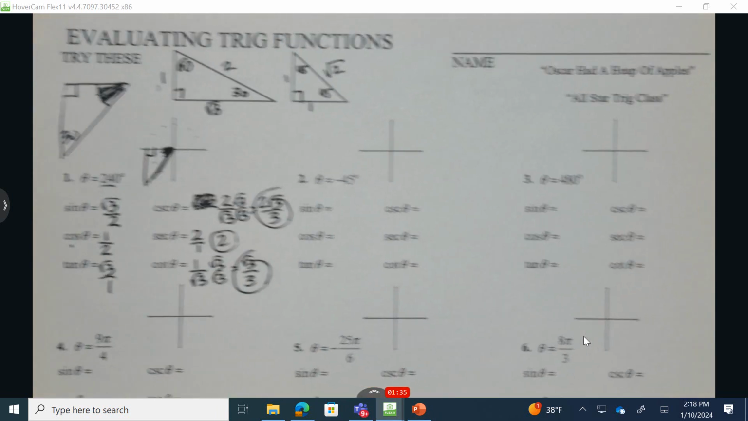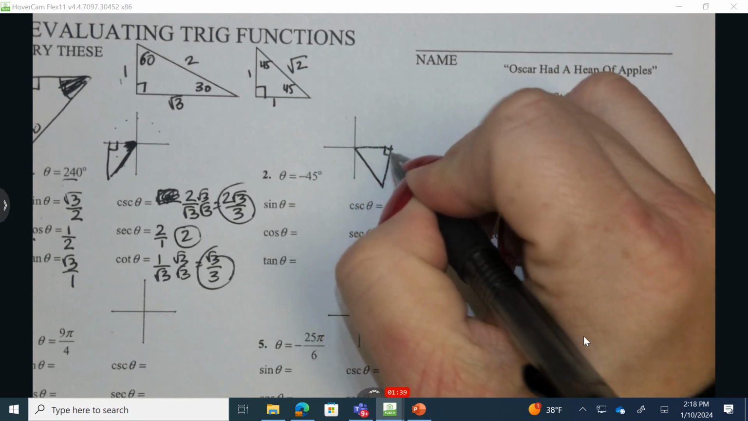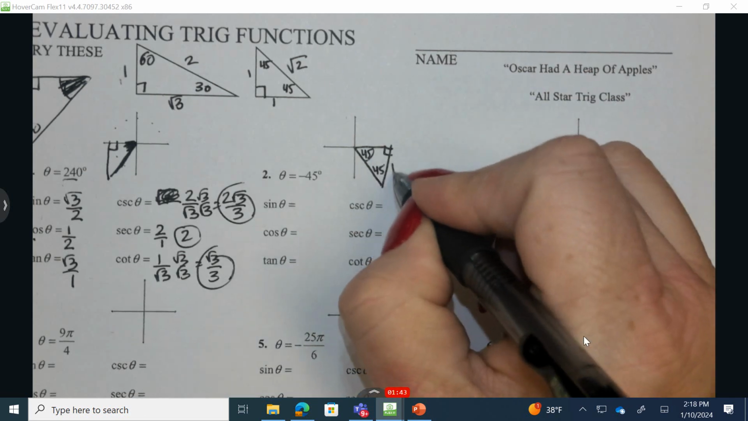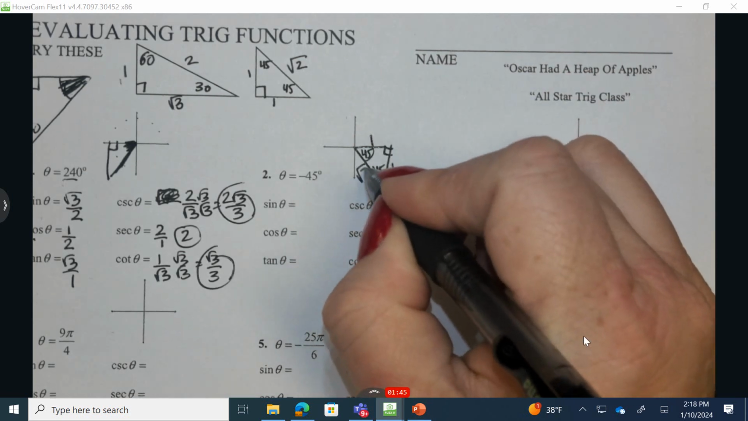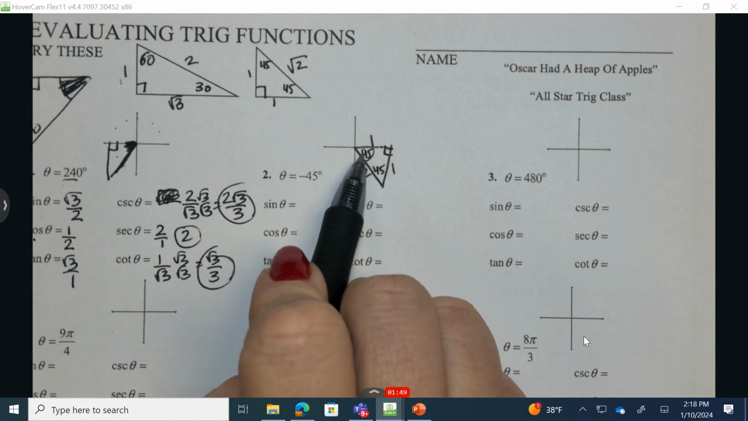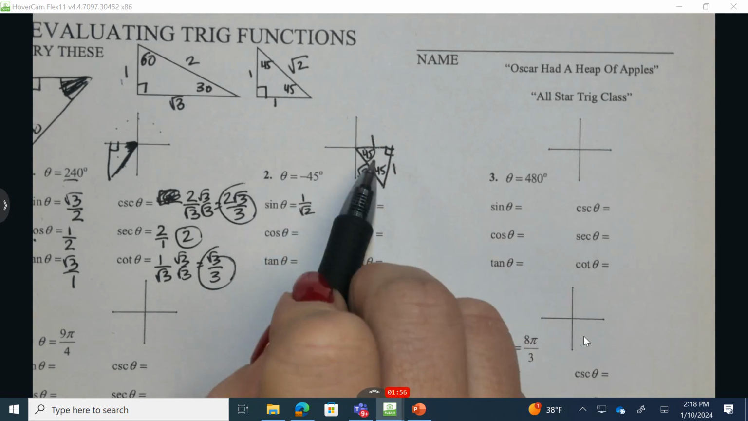Let's find negative 45 degrees. Negative 45 is right here. So these are each 45 degree measurements. So opposite of 45 would be 1, and the hypotenuse would be the square root of 2. So this is the interior angle that I'm evaluating. So sine is opposite over hypotenuse, 1 over radical 2. I'll come back to that.